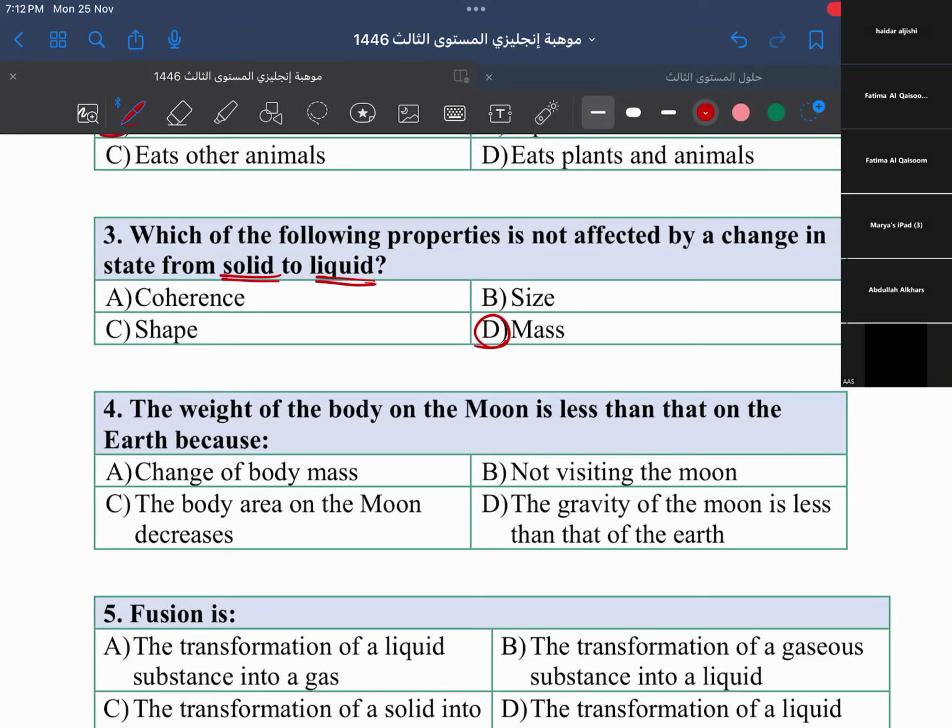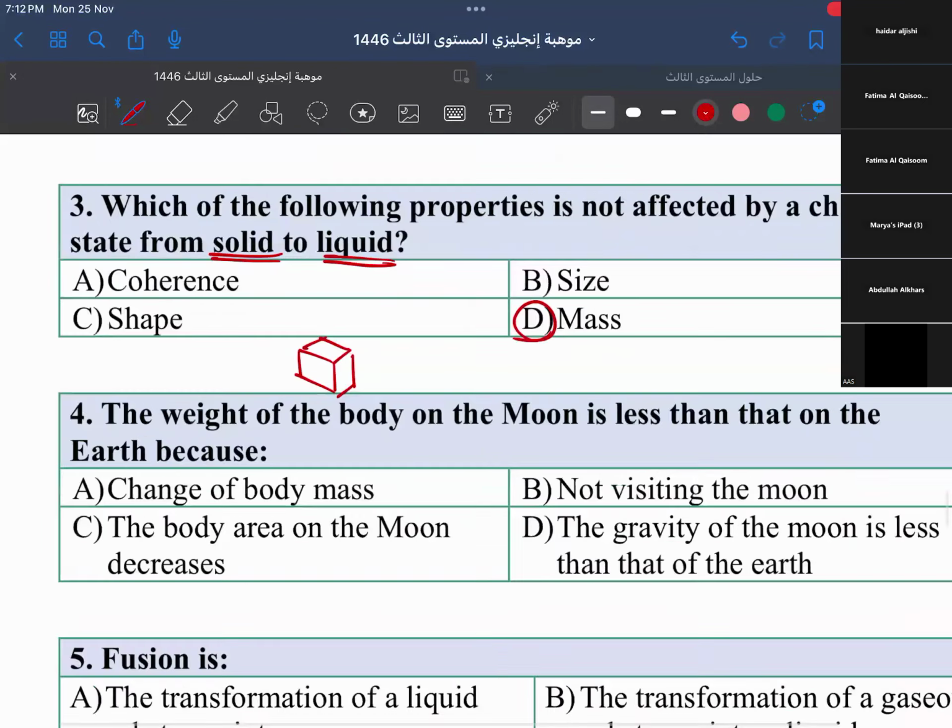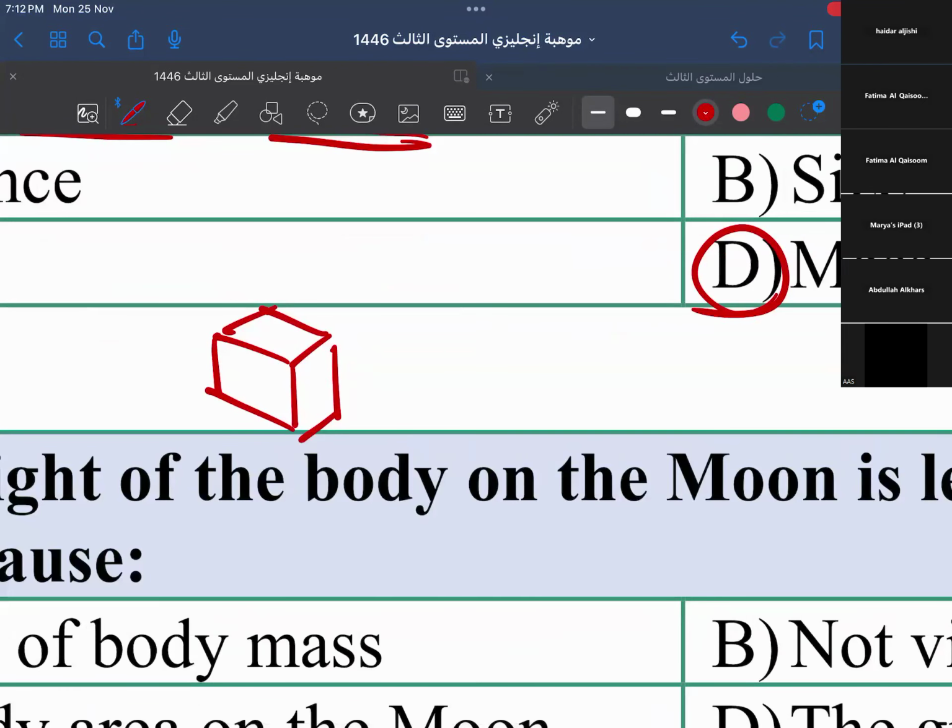So if I have an ice cube, in this ice cube I'm going to have the atoms or the water particles really close to each other so that they create this solid structure.